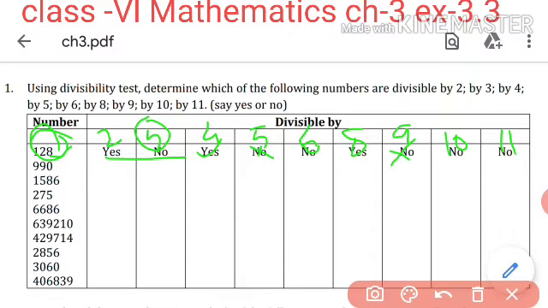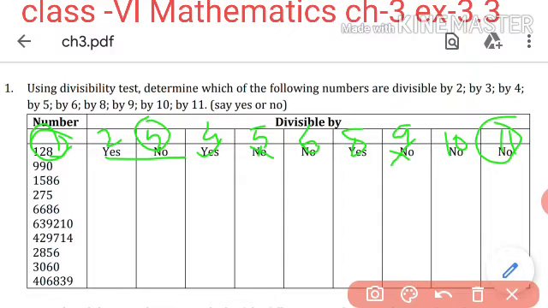Now divisibility of 10. So divisibility of 10 means what? The unit place will be 0, but here the unit place is not 0, so divisibility of 10 will be no. Now for 11, you have to do the alternate value. Alternate value means 1 and 8. If you add 1 and 8 and then subtract 2, how much will you get? 1 plus 8 you will get 9. 9 minus 2 is 7. So 7 is not divisible by 11, so this will be no.